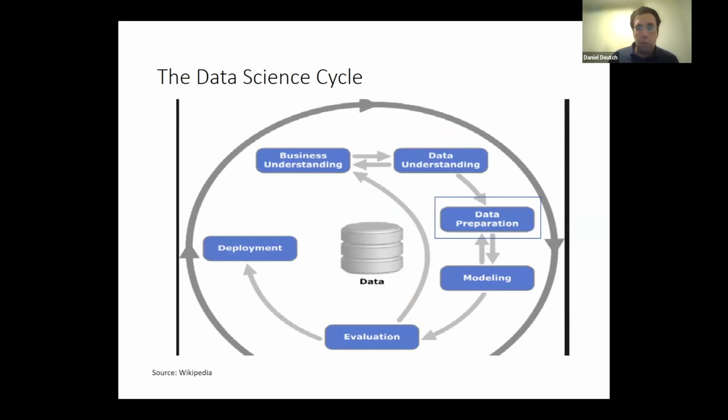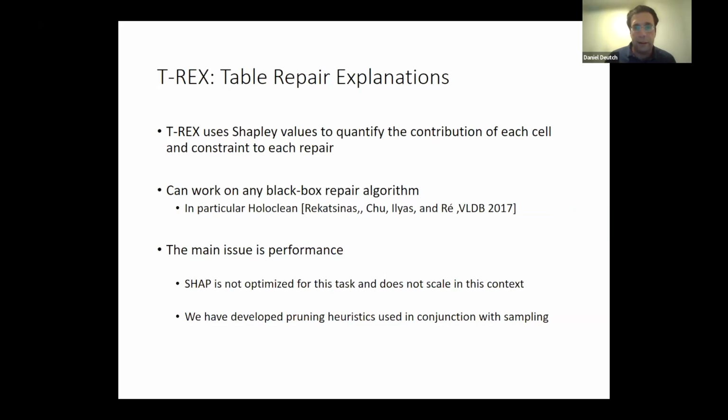We talked about data preparation in the sense of feature engineering that may be used via querying. There are other facets of data preparation, for instance, data cleaning and data repair. And again, that's something that data scientists care a lot about. We have developed a system called T-Rex that uses Shapley values to quantify the contribution of each cell and constraint to each repair. And this can work on any black box repair algorithm. We've used it in particular for HoloClean, which is commonly used for data cleaning.